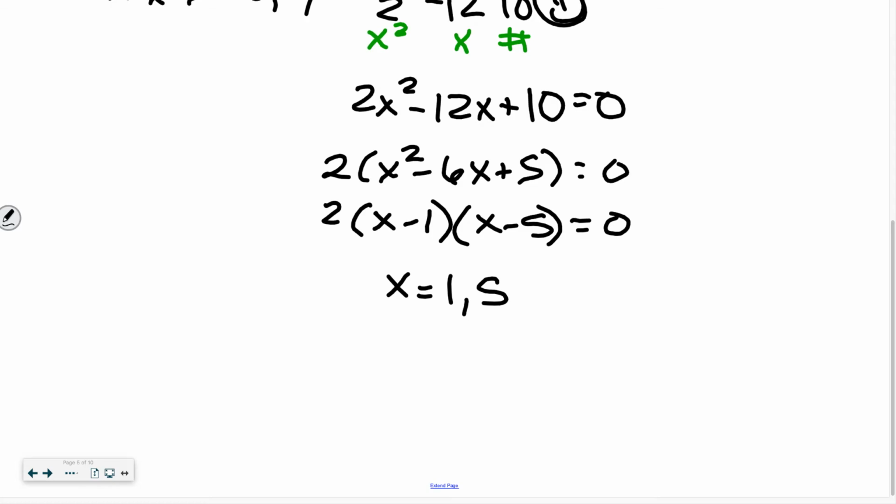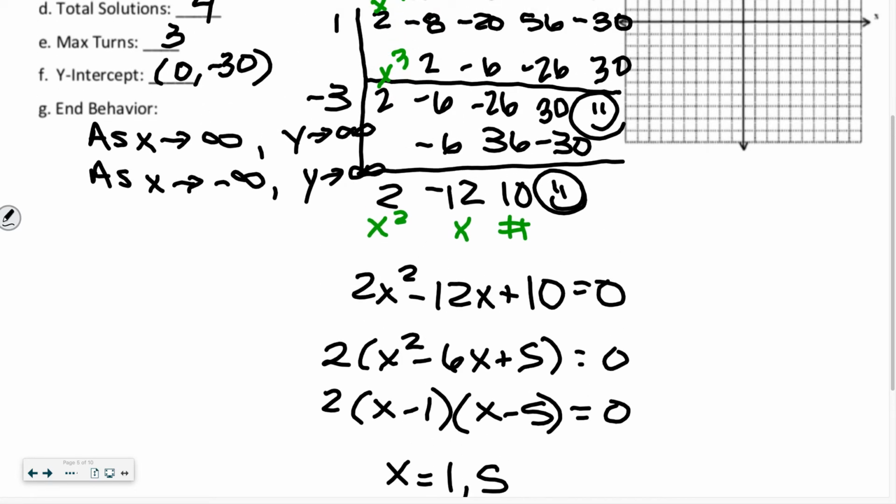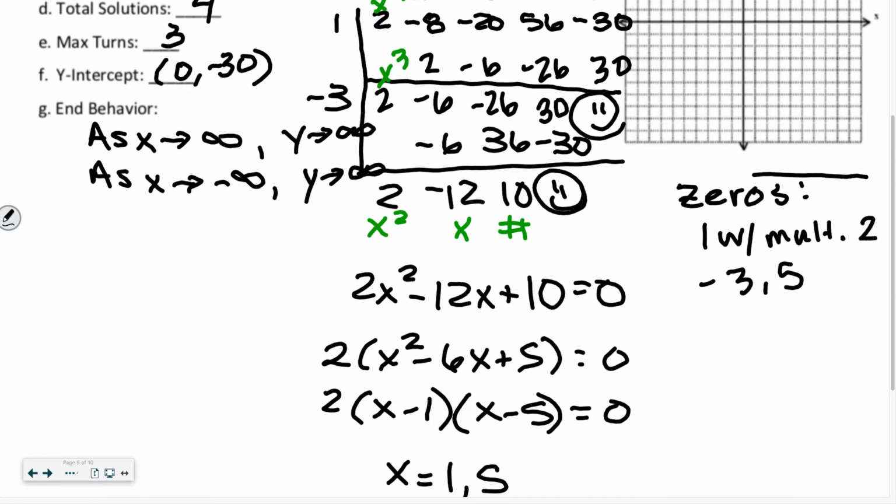Okay. So 1 and 5. And what were the other two zeros that we had from synthetic guess and check? 1 and -3. So 1 happened how many times? Twice. It has even multiplicity. So I'm going to list my zeros. 1 with multiplicity 2, and -3 and 5 are my zeros. How did I know it had a multiplicity of 2? It showed up 2 times, once in synthetic and once in my factoring.